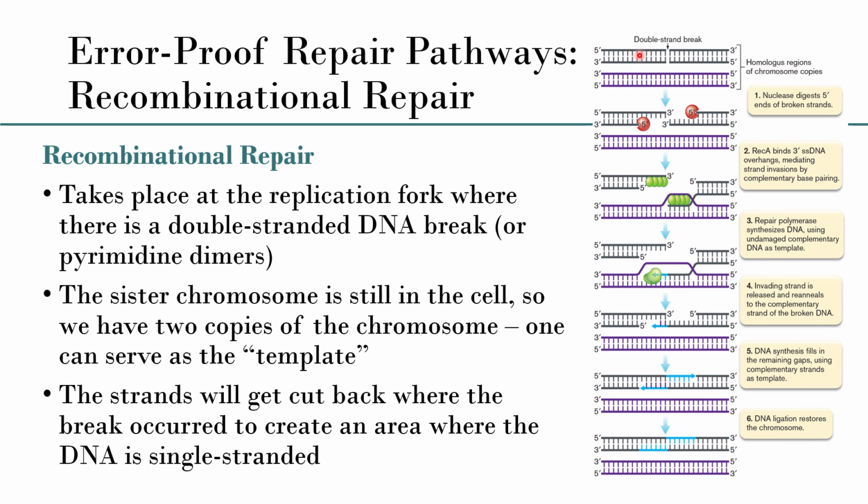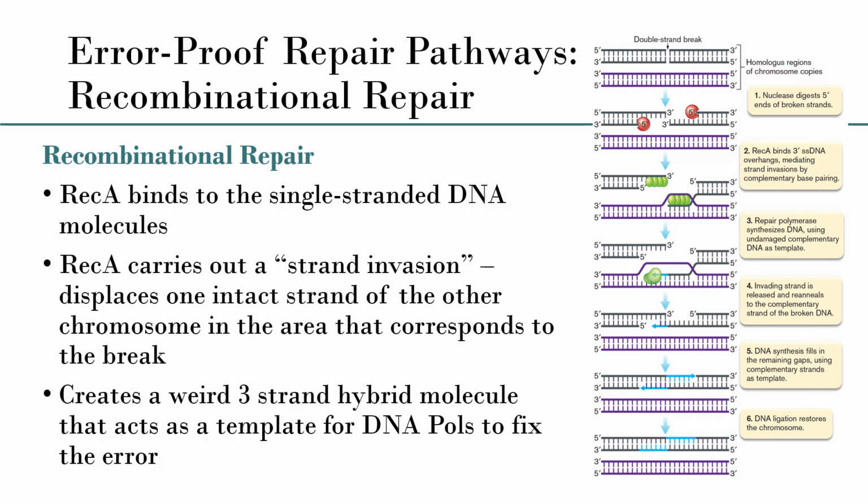So this is particular for double-stranded DNA breaks, where the break is actually completely separating the DNA from itself. So the strands will get cut back, and then we will use the intact sister chromosome as the template, and we'll create this really interesting three-stranded hybrid, and that will help us fill in the gap. So let's go into that in just a little bit more detail here.